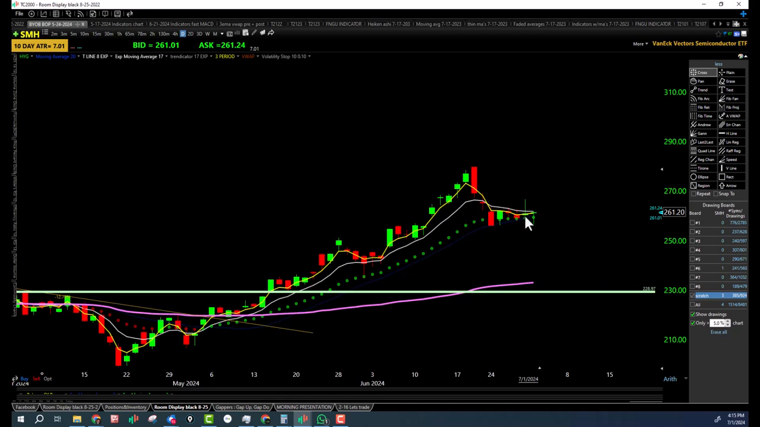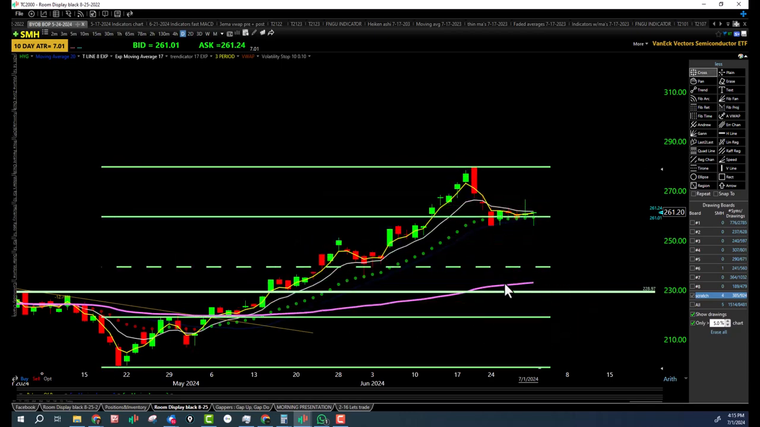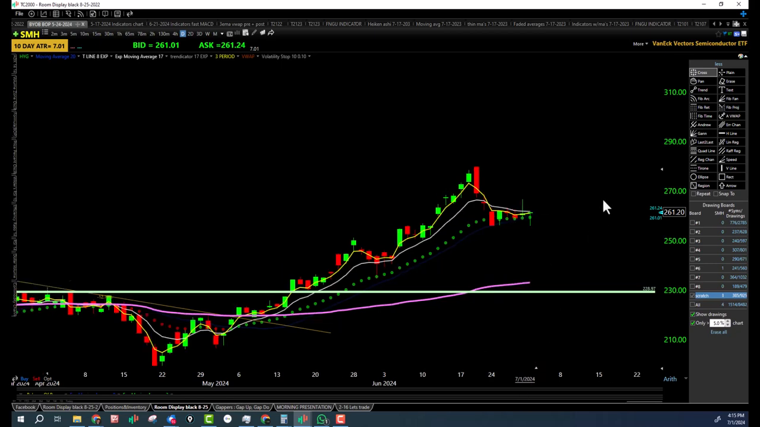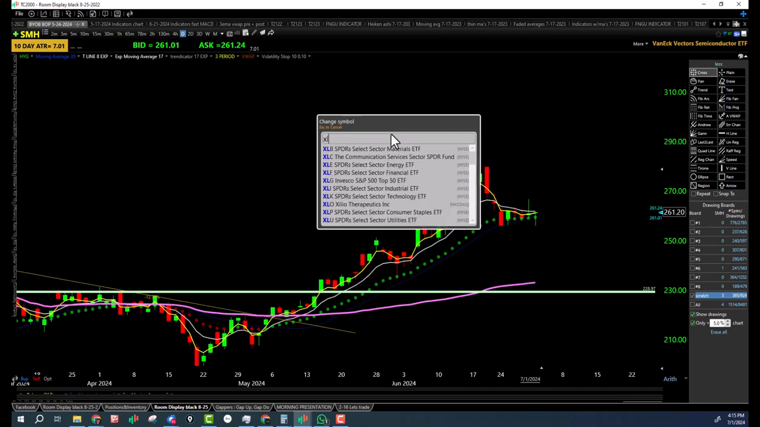On the bigger time frame it's bullish, but that's a bear flag going right through there. Take the quadrant lines and move them through. Still in quadrant 4. That's a good sign for SMH. All right, let's take a look at XLK.